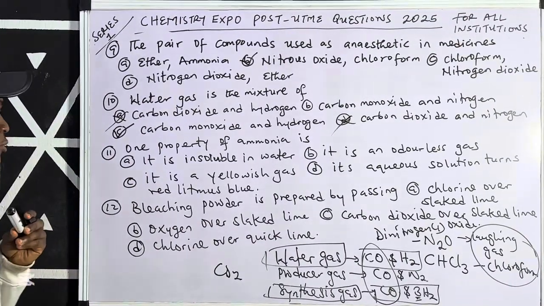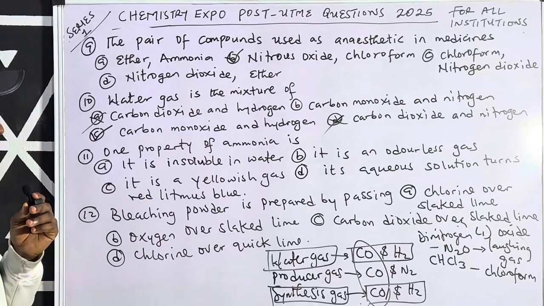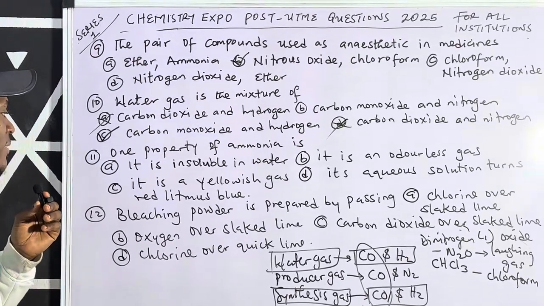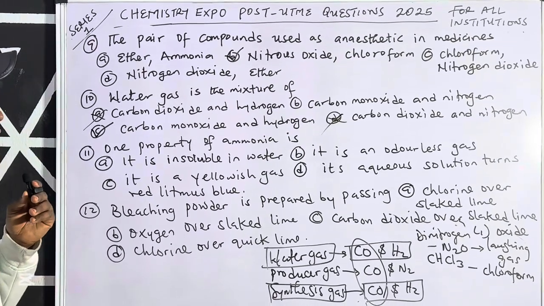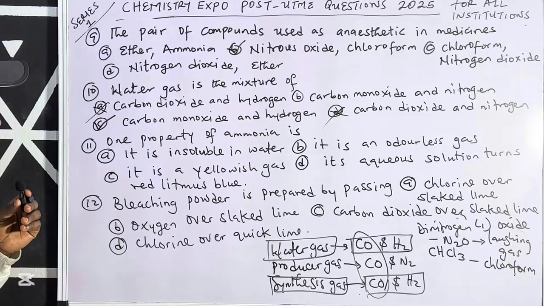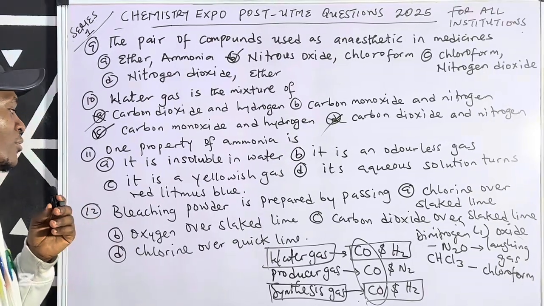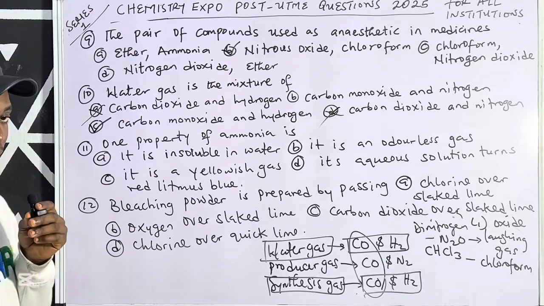So let's quickly look at question 11. Question 11. One property of ammonia is, option A, it is insoluble in water. Option B, it is an odorless gas. Option C, it is a yellowish gas. Then option D, its aqueous solution turns red litmus blue.